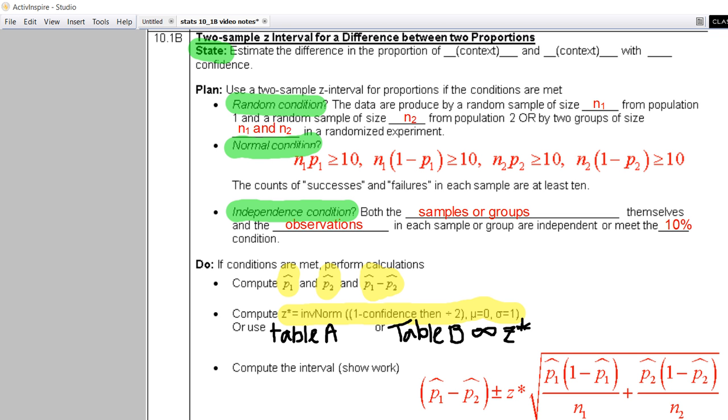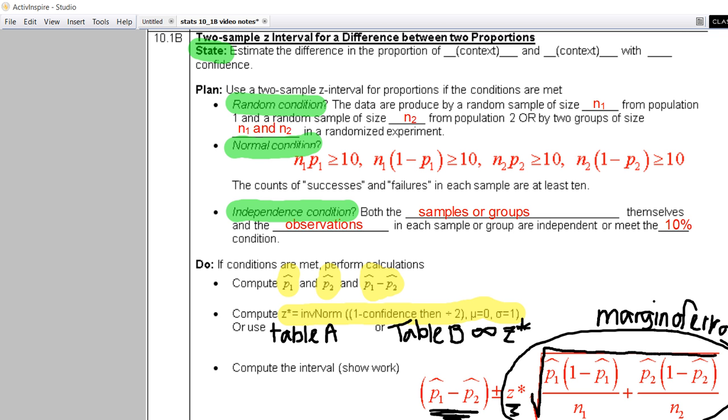And then we go ahead and we calculate our interval. So then we calculate the statistic, the subtraction, plus or minus our z-star times the standard error, remembering that this is our margin of error. And then this is our standard error instead of standard deviation. And then we interpret the results.